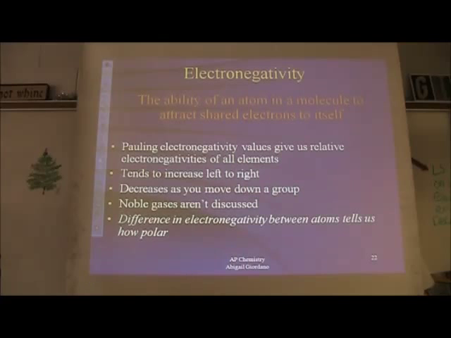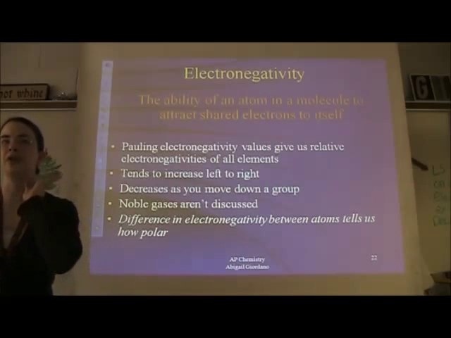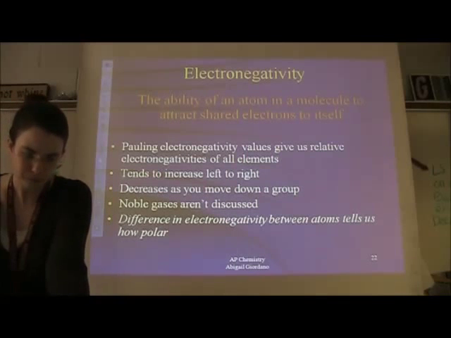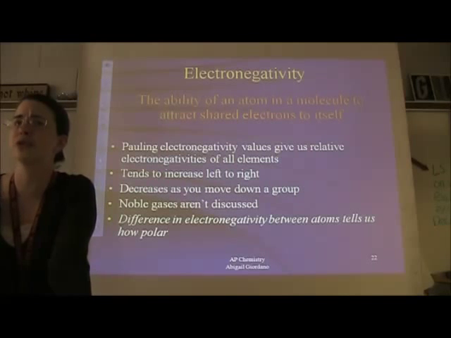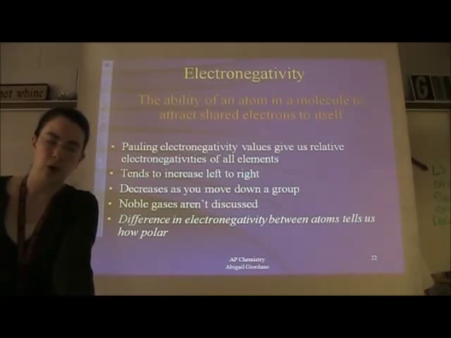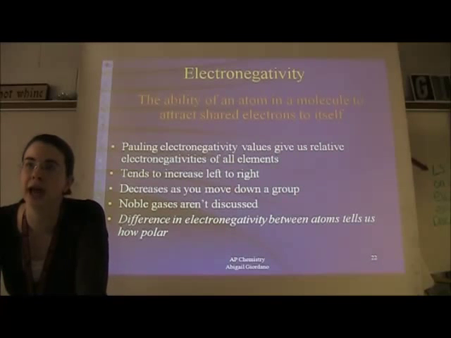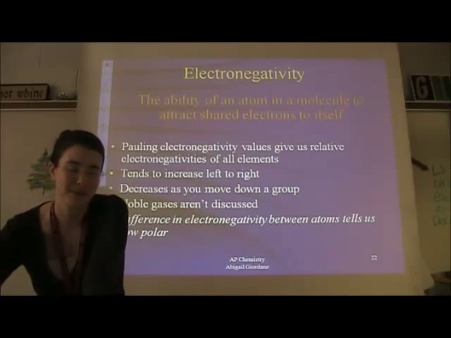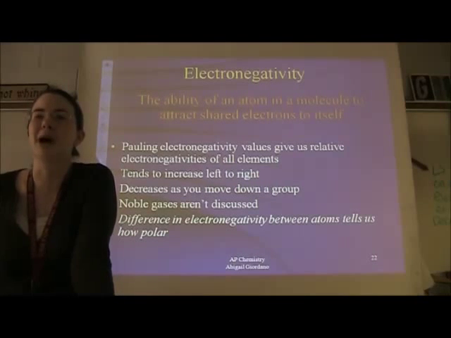Now, here's the thing. I care less about these individual numbers, and I care more about the difference between two elements. Okay? For example, I'm going to give you two elements, and I want you just to, you don't need a calculator, the numbers are easy. Subtract the numbers, give me the absolute value. What is the difference in electronegativity value between an oxygen atom and an oxygen atom? Zero! If something has an electronegativity difference of zero, what kind of bond is that?